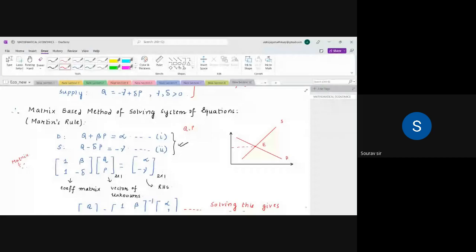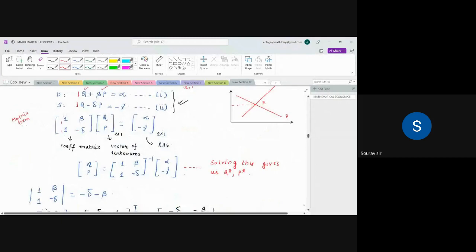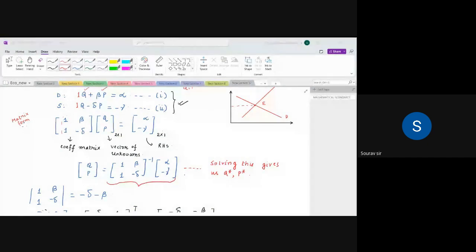The first is the coefficient matrix where you can see the coefficients are 1 and 1 over here. So 1, 1, column wise, beta and minus delta. My two unknowns are, the first one is Q, the second one is P. And on the right hand side, the constant vectors are alpha and minus gamma. So essentially, what are the equilibrium or solutions to this set of equations? It will be the inverse of this coefficient matrix times alpha and minus gamma. The new people, are you aware of how we find out the inverse of a matrix? Do you all remember that? Yes, sir. Okay. So essentially, this was the Martin's rule or the matrix method of solving for a system of equations.